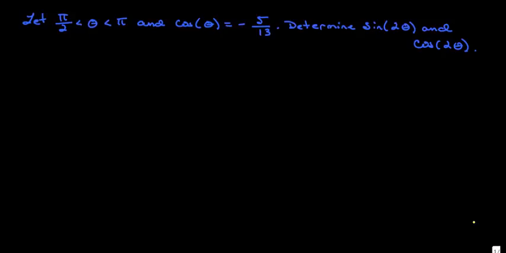Let's draw a picture out for this problem. So first, it's nice to know what angle I'm looking at. So I'm given an angle theta, and it's between pi over 2 and pi. So I don't know, it's somewhere in here.